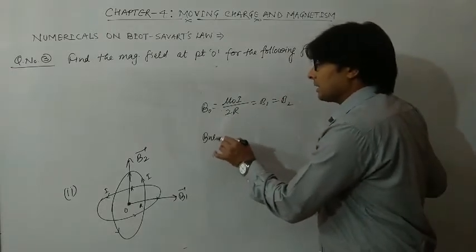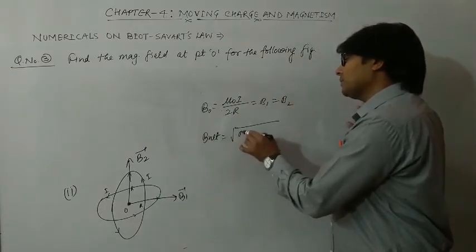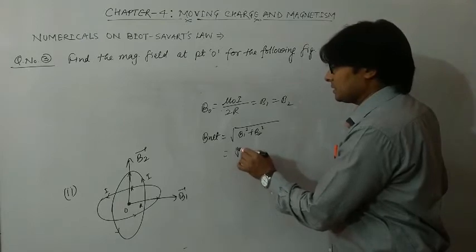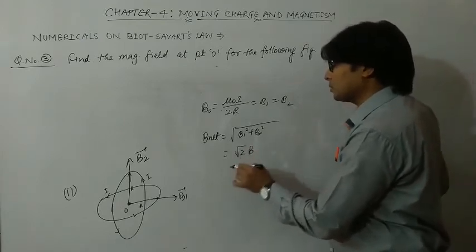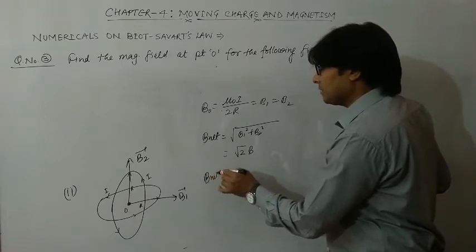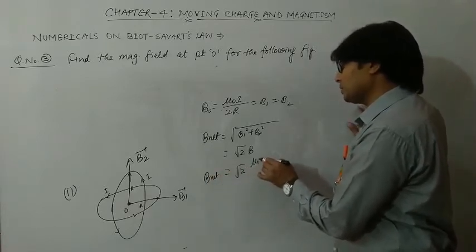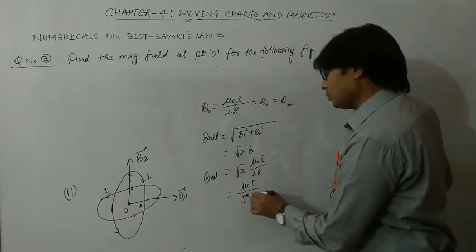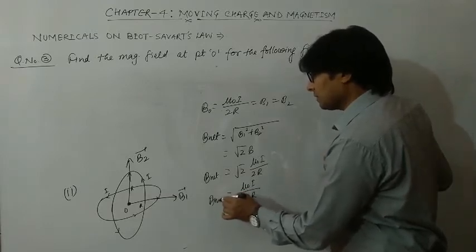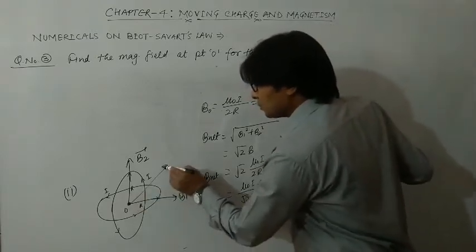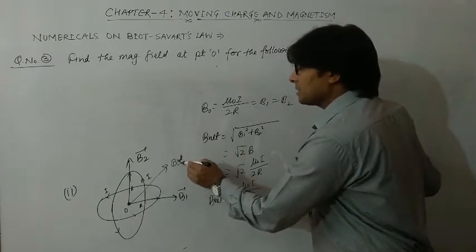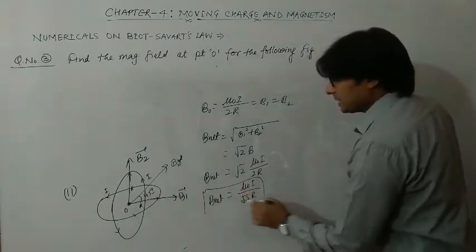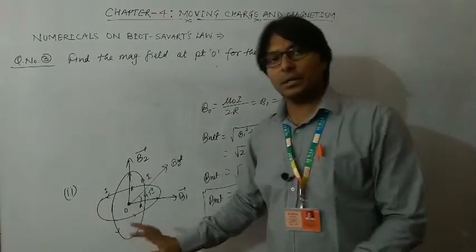Now the net magnetic field at point O will be given as the square root of B1 square plus B2 square, and we can write it as root 2 B because B1 and B2 are the same. So the net magnetic field can be written as root 2 B, which is root 2 times mu 0 I upon 2r, which can be written as mu 0 I upon root 2 r. So this is the net magnetic field, and the direction will be in between these two. Like in our previous example, the angle will be 45 degrees. So this is the net magnetic field at the center of these concentric loops.